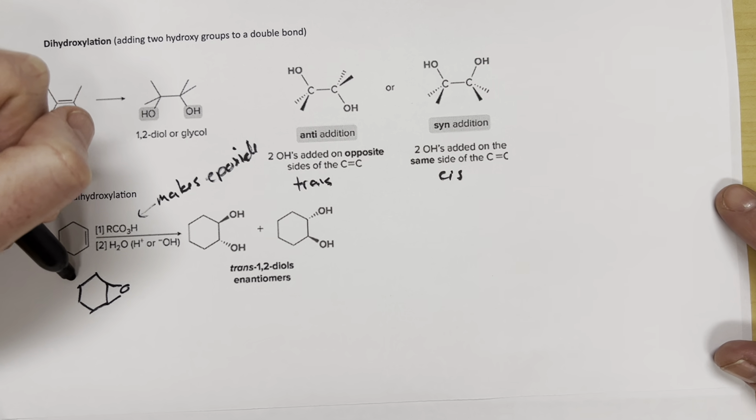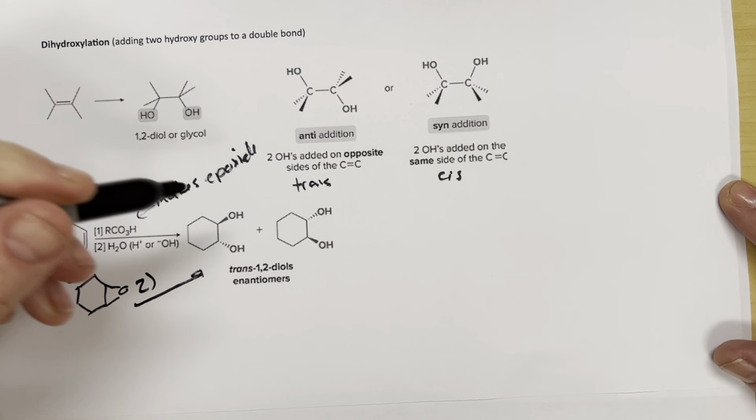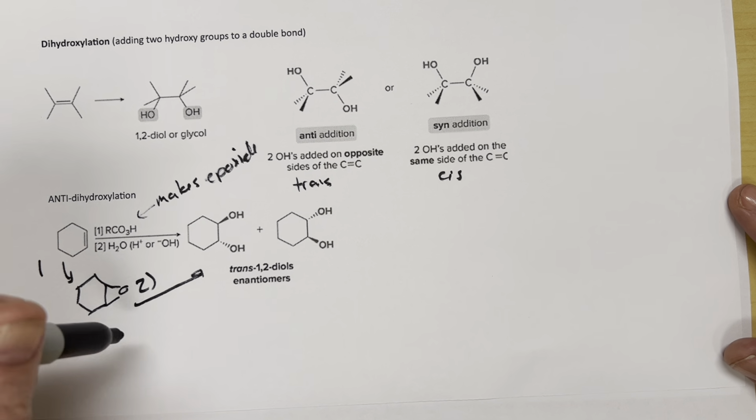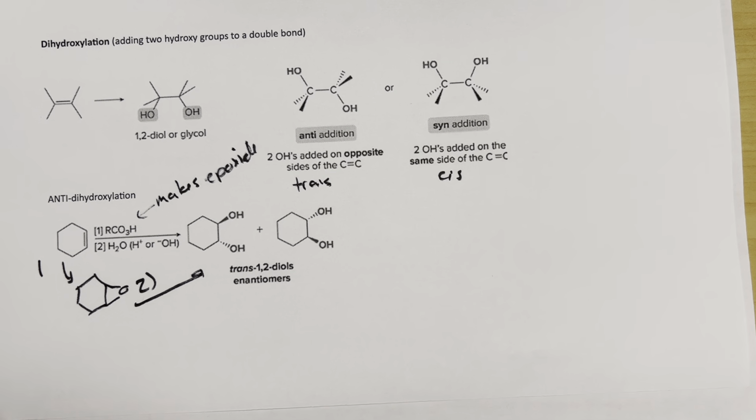So this would be the first step. And then step 2 is why you get this. And again, the water can come in and attack here, or the water can come in the front. So it can do backside or front side attack, and that's why you end up with a trans diol.